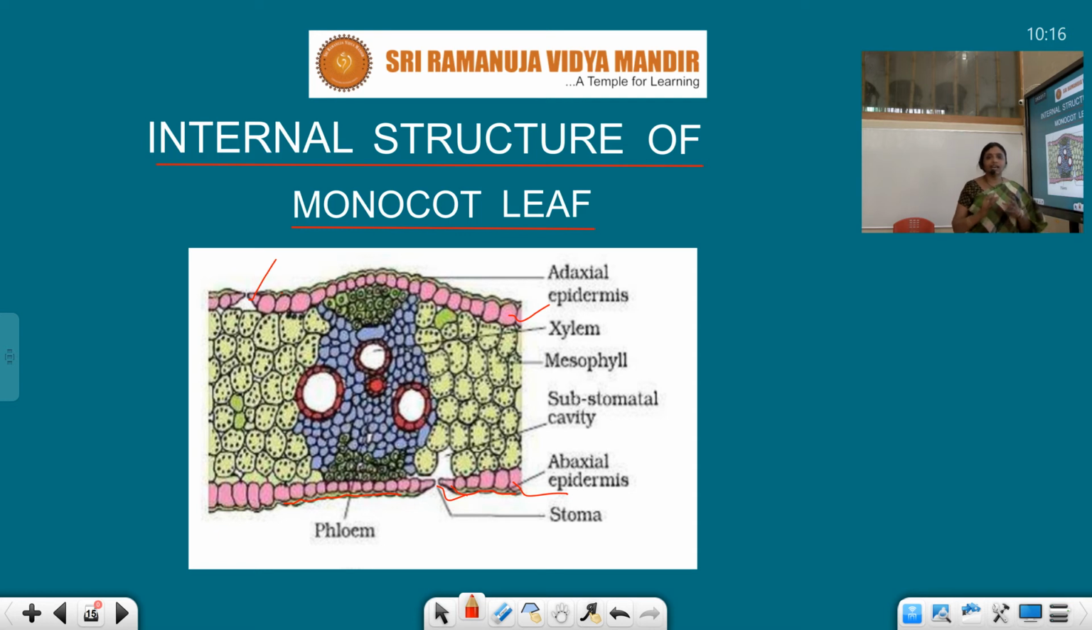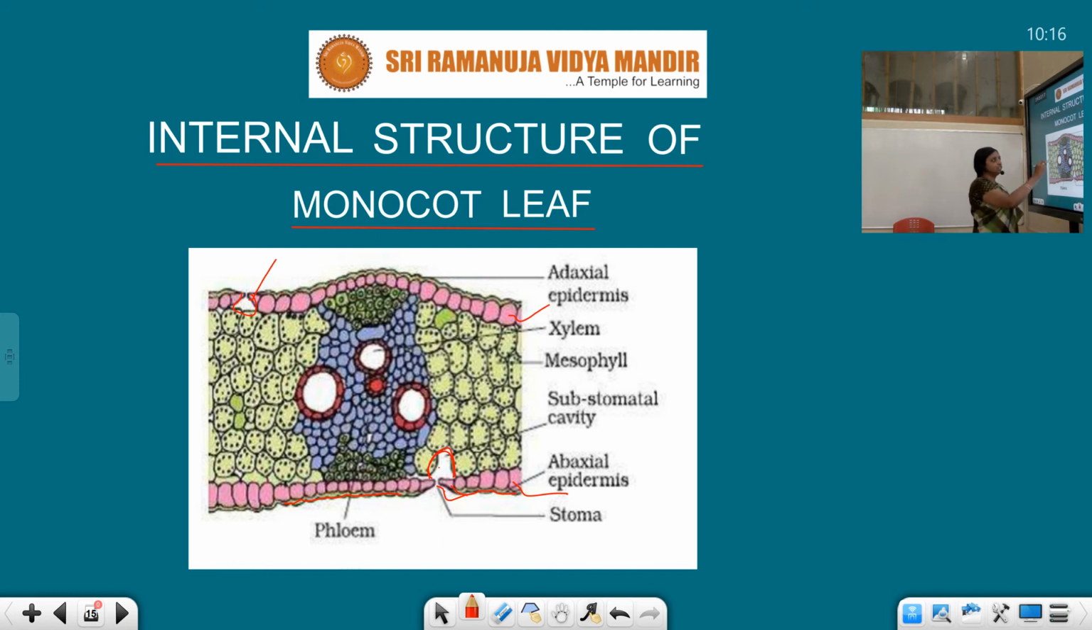Whereas in the dicot leaf we have seen stomata are confined to the lower epidermis only. That means if present in the upper epidermis, the number is very small, but more stomata are present in the lower epidermis. Whereas in the monocot leaf, an equal number of stomata are present on both epidermises. And below the stomatal aperture, a substomatal cavity is present where water is stored in the monocot leaf.